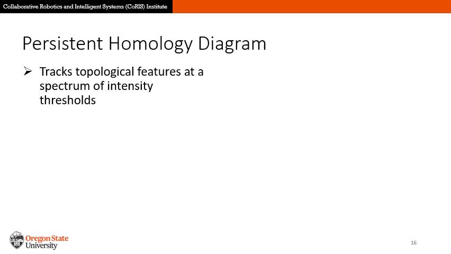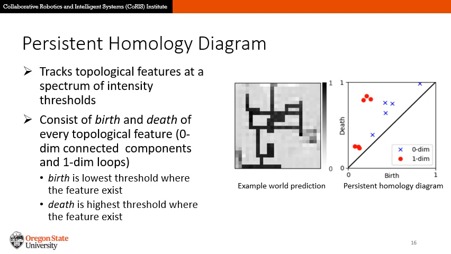Persistent homology tracks topological features at a spectrum of intensity thresholds. A persistent homology diagram consists of birth and death of zero-dimensional and one-dimensional structures. One of the one-dimensional features can correspond to one of the loops as shown. Similarly, other dots can correspond to other loops. The zero-dimensional structure corresponds to one of the connected components in the predicted image.